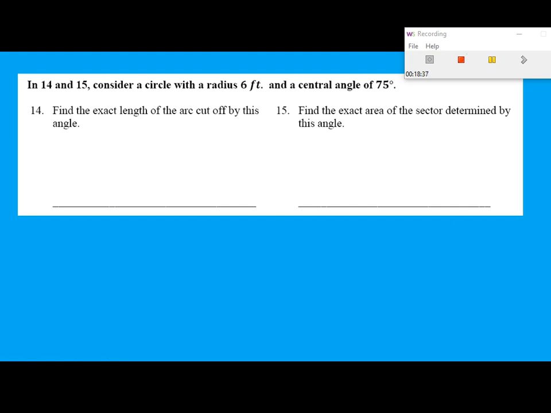Now, when we do these problems, you have to decide right off the bat if we're dealing with area or if we're dealing with arc length. If we are dealing with area, you're going to use the formula pi r squared. If you're dealing with arc length, we're going to use 2 pi r.